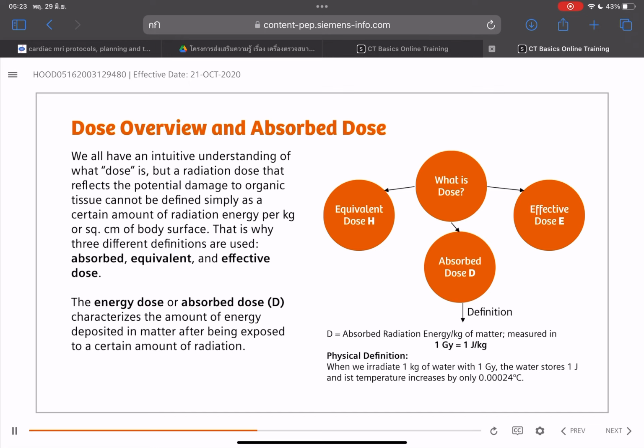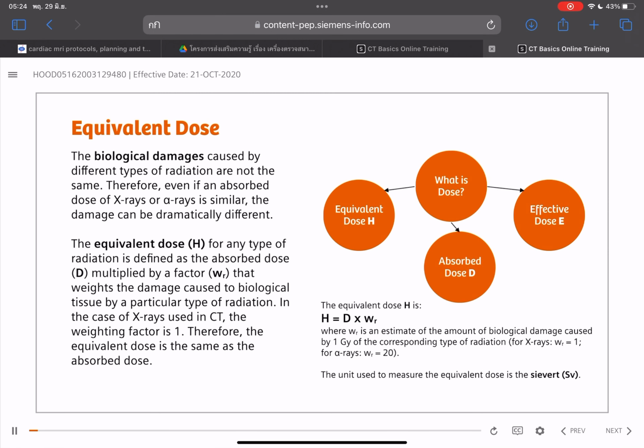The energy dose or absorbed dose, D, characterizes the amount of energy deposited in matter after being exposed to a certain amount of radiation. However, this physical definition is not suited for living organisms, since it does not reflect the biological effects. The type of radiation and the damage it might cause in different tissues have to be taken into account. The biological damages caused by different types of radiation are not the same. Therefore, even if an absorbed dose of X-rays or alpha rays is similar, the damage can be dramatically different.